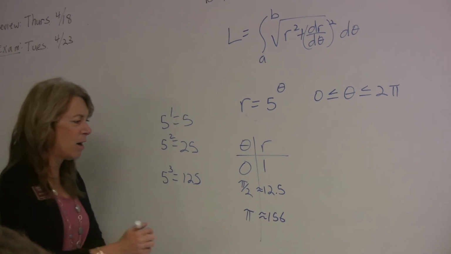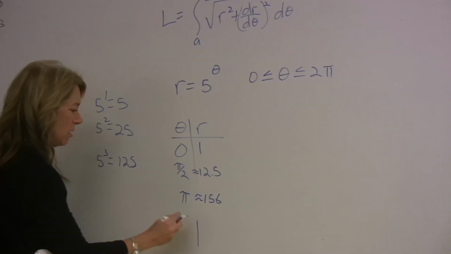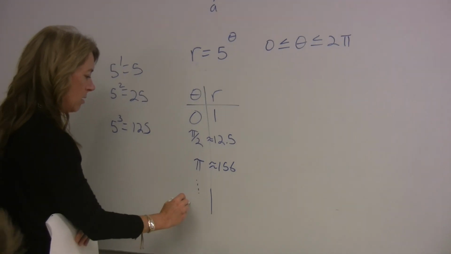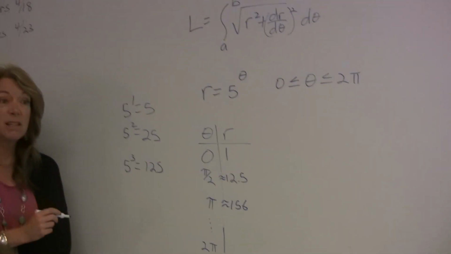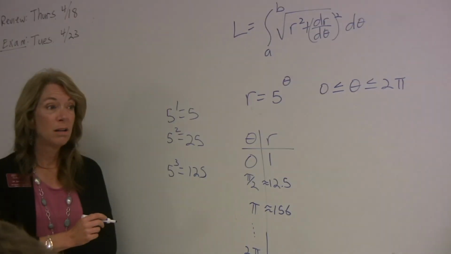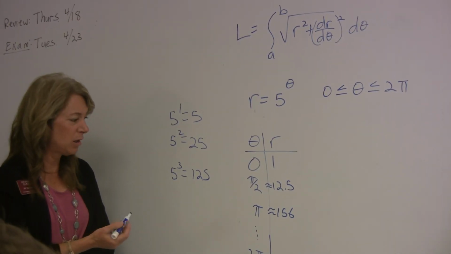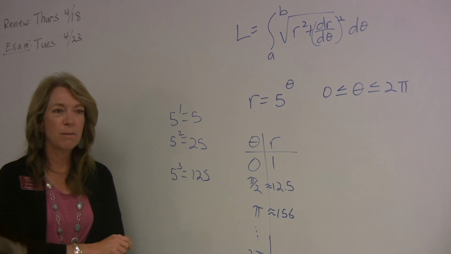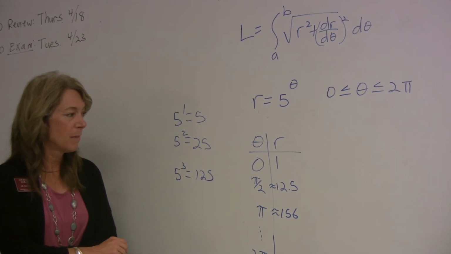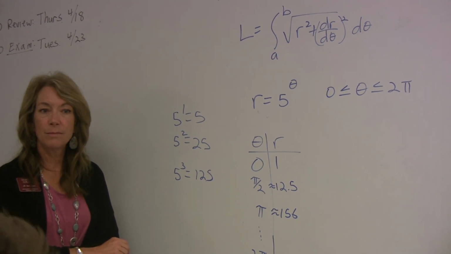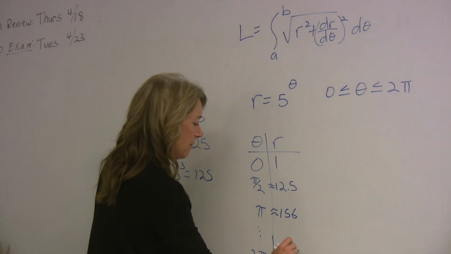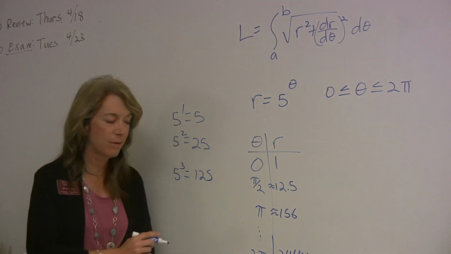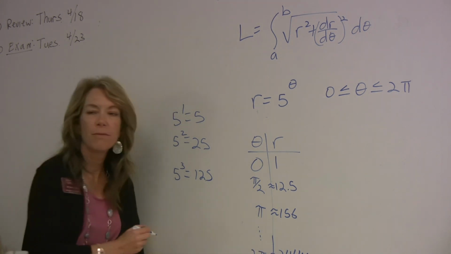What's happening to my r as theta increases? It's just increasing, it keeps getting bigger, because it's getting exponentially larger. What is it by the time I get to 2 pi? It's probably a bunch of digits. 24,646? Yes. These are all approximations, mind you.